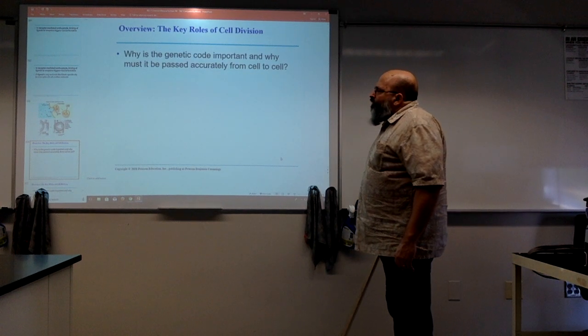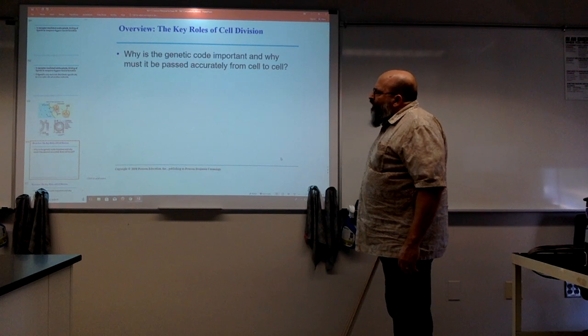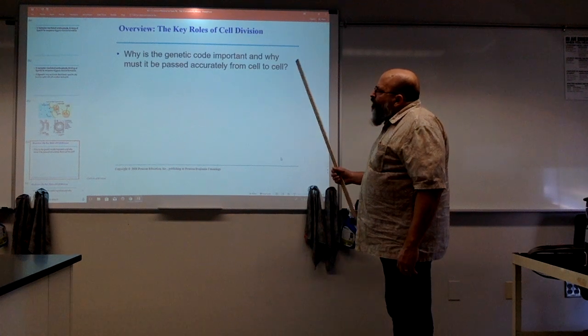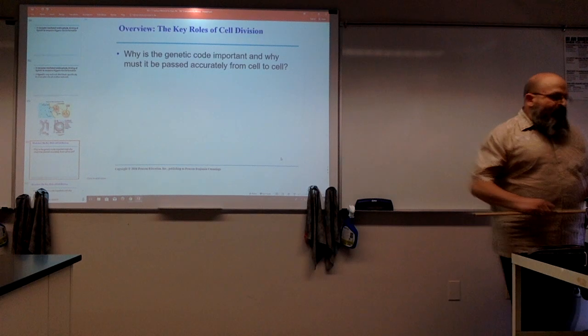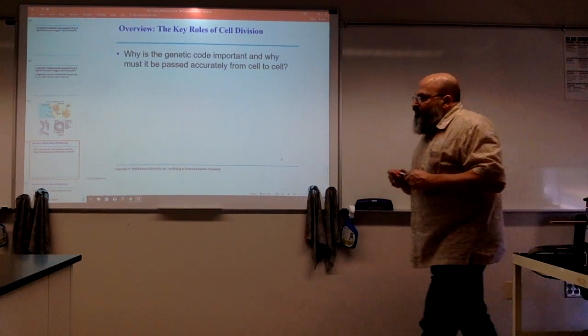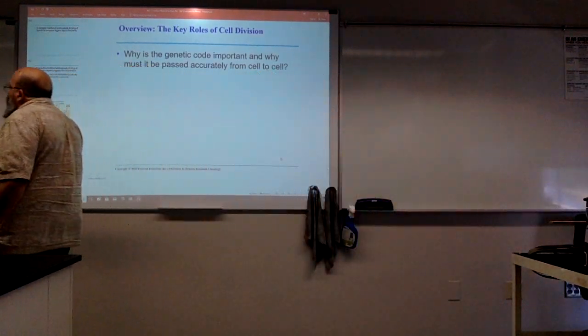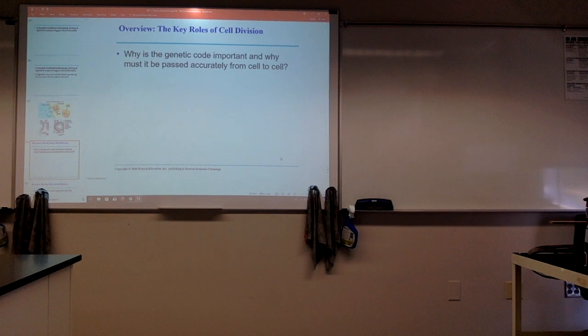Okay, so here's a question, just kind of a rhetorical question, but conceptually, you need to understand why the genetic code is important and why it must be passed accurately from cell to cell. Well, remember part of that diagram that you had to draw today. DNA replicates and has info for its own replication.